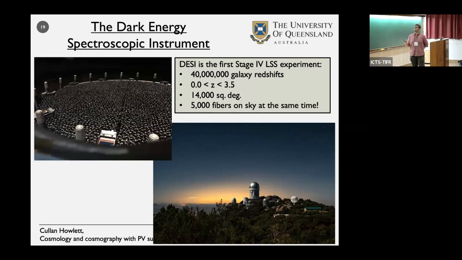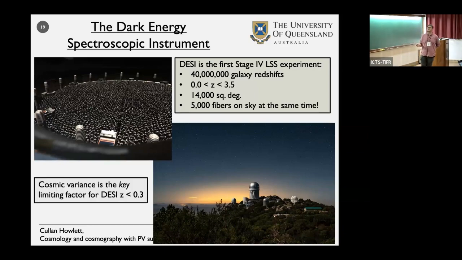So DESI is one of the first stage 4 large-scale structure experiments. We're predicting on the order of 40 million galaxy redshifts between 0 and 3.5. It covers about 14,000 square degrees on the sky and can have up to 5,000 fibers at the same time. There's other people in the audience, along with myself, who can tell you more about this survey if you're interested, because I'm not going to go into too much detail about this, but Hector or Shadab and others would definitely be able to tell you some interesting information about that.